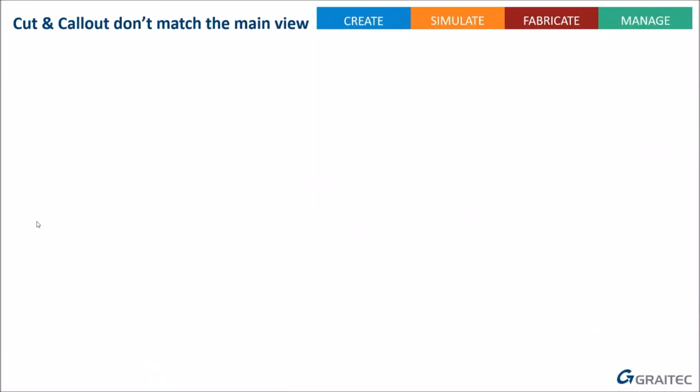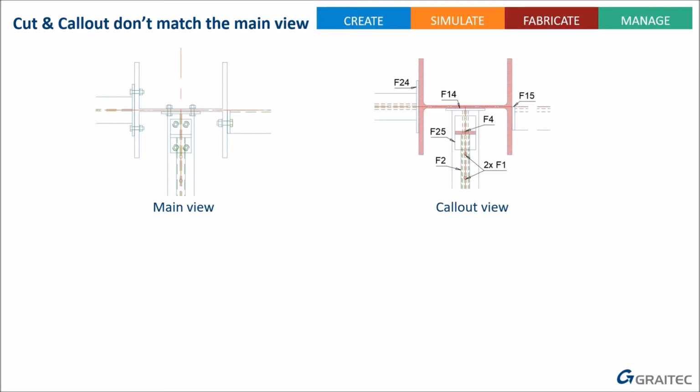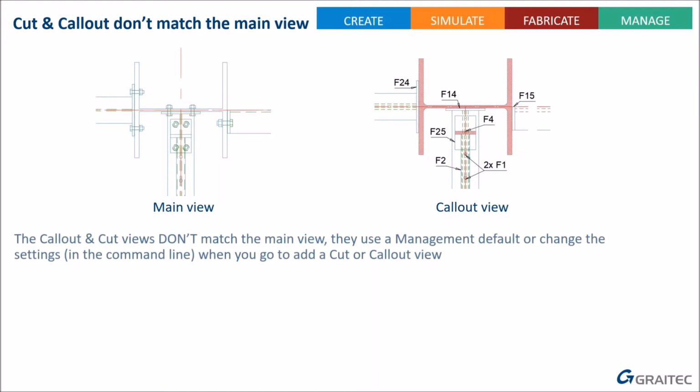Now we're going to look at the cut and the call out views not matching the main view. So we have our main view. That main view there is showing the bolt and the hole information. But when I do a call out view, it's giving me a section with no bolts or anything. So there are two ways of controlling this. The cut and call out views don't match the main view.